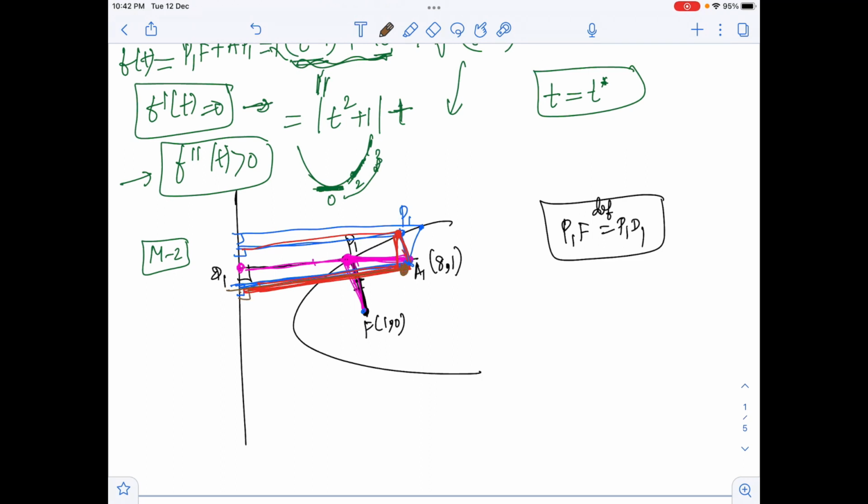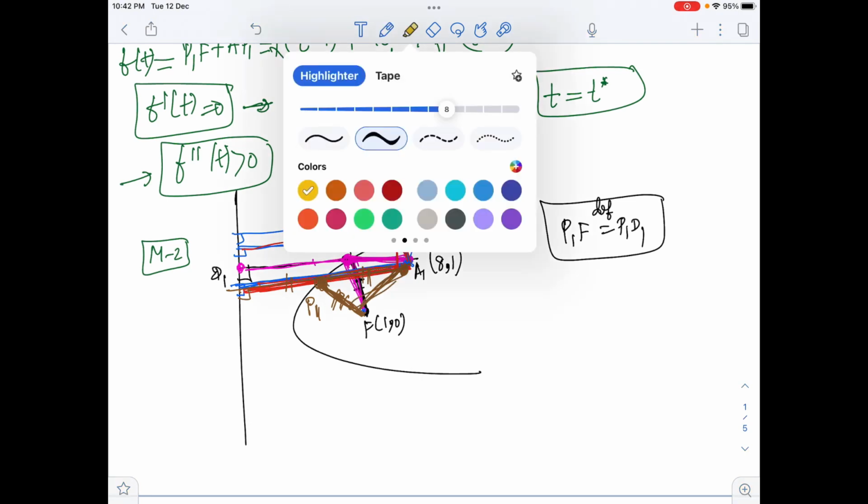If I take the point A1 and directly draw a perpendicular to the directrix, this is the corresponding point P1 for which the minimum distance will be achieved, and the corresponding triangle will be like this. If we join this, this plus this will become minimum, which is equivalent to this plus this, because the minimum distance from a point to a line is a straight line. Okay, so this is the given special triangle.